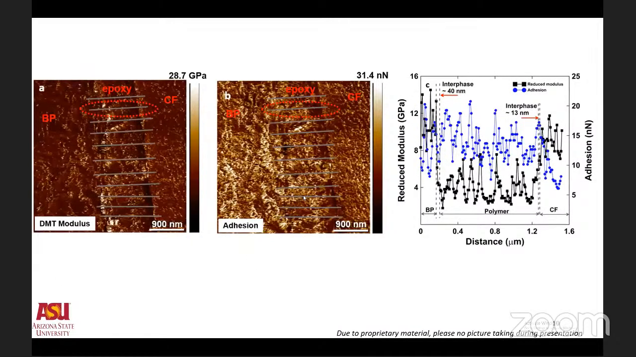Now, when we look at the bucky paper itself and its interface with epoxy, unlike the carbon fiber, here we can only use DMT modulus as a parameter to study the interface. And the interface is much larger, around 40 nanometer, compared to the carbon fiber and epoxy, which is 13 nanometer.